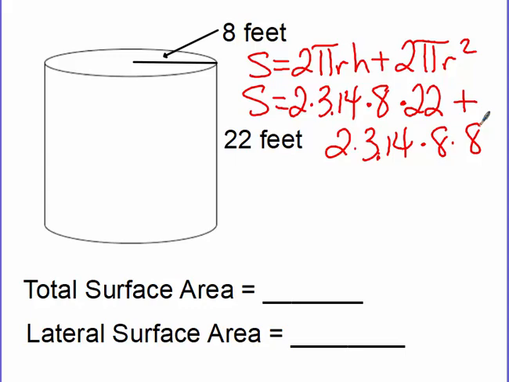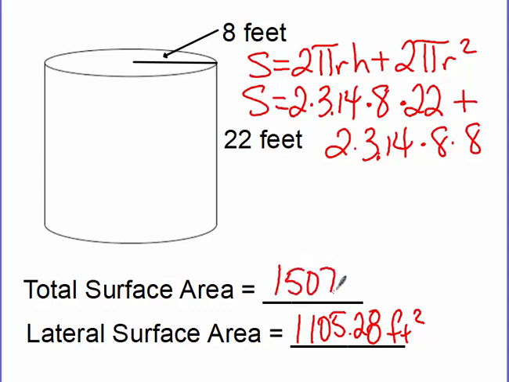Now if we hit enter here, we end up with our lateral surface area. So the lateral surface area is 1,105.28, in this case, feet squared. Now if we continue, plus 2 times 3.14 times 8 times 8, you end up with your total surface area of 1,507.2 feet squared. And that's all there is to finding total and lateral surface area of a cylinder. We're just plugging in to a formula.